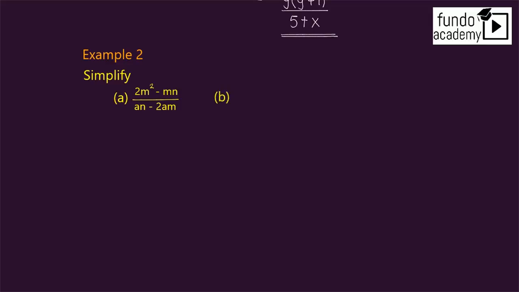On part A, we want to simplify 2m squared minus mn divided by an minus 2am, and on part B we have p squared minus 2pq plus q squared divided by 2p squared minus 2pq. Solution.